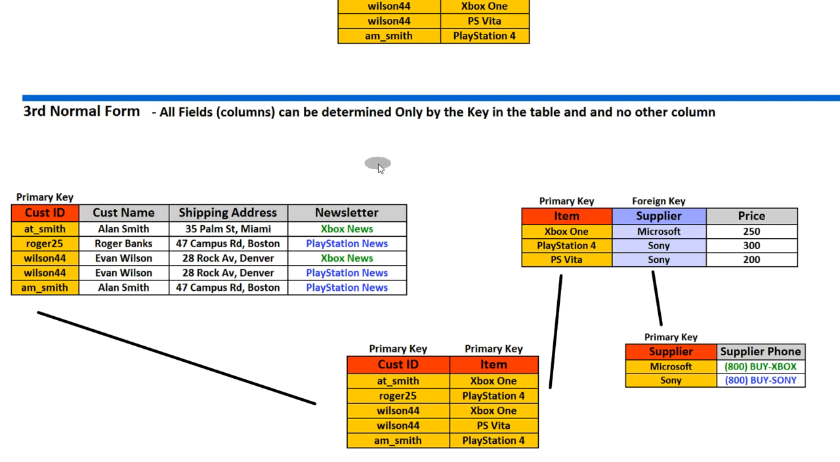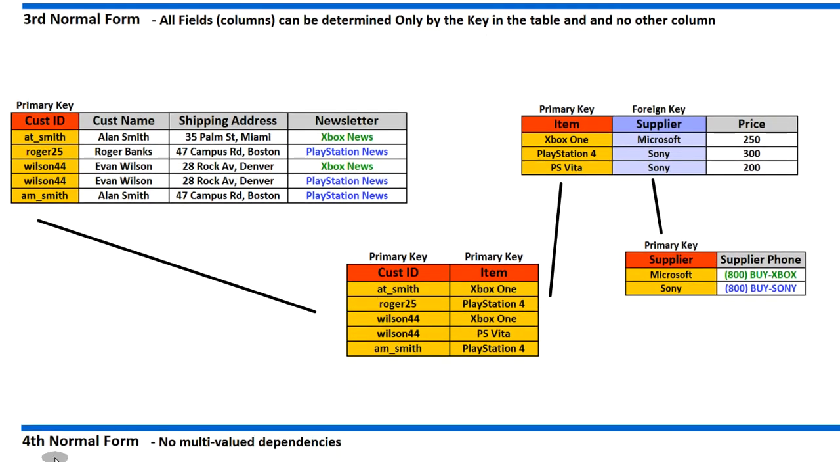Okay, so now all columns can be determined only by the key in the table and no other column. Well, this side is done for sure. There's no further way to normalize it. There's only this side left. So fourth normal form, no multi-valued dependencies.